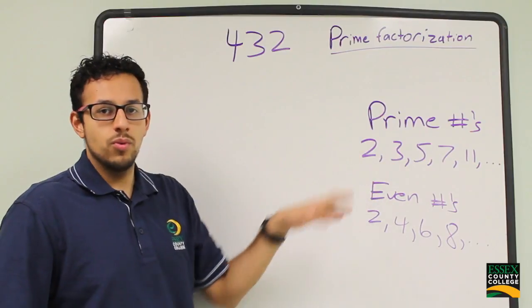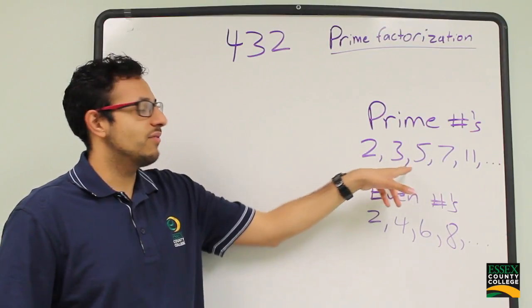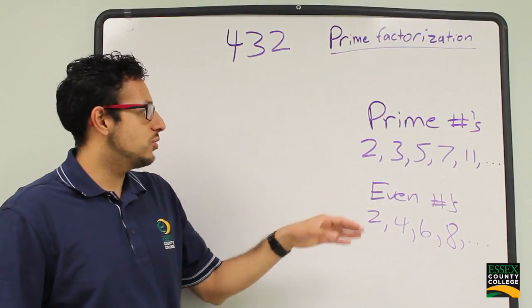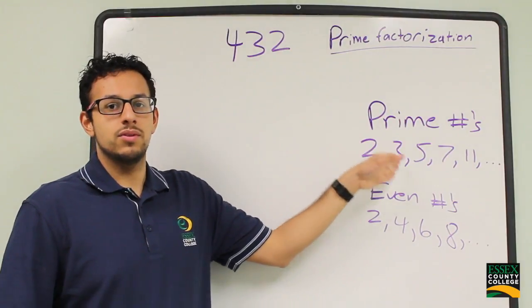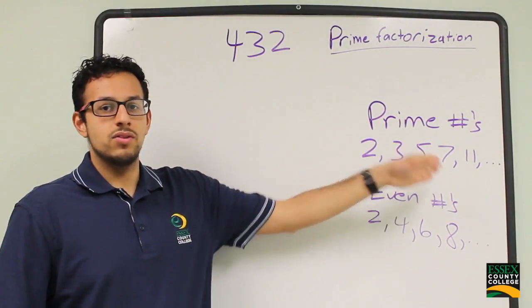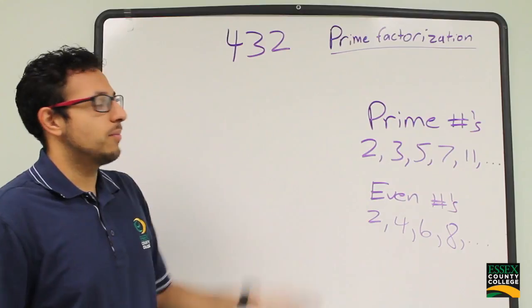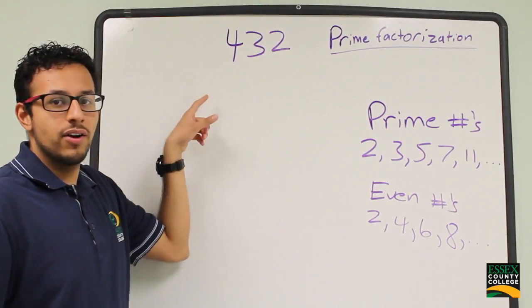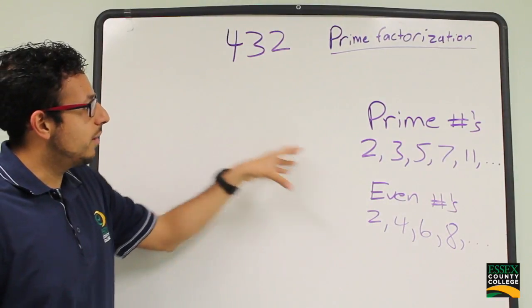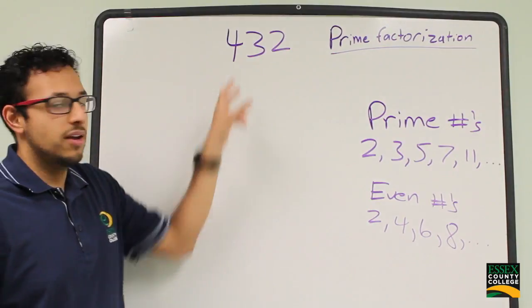The factors of 3 are 1 and 3, and the factors of 5 are 1 and 5. Meaning 1 times 2 gives you 2, 1 times 3 gives you 3, and 1 times 5 gives you 5, and so on. So that's what prime numbers are. For this problem, we have to figure out all the prime numbers that multiply to get 432.